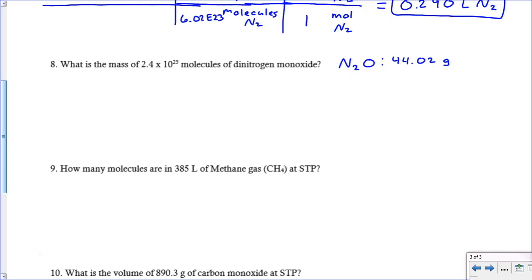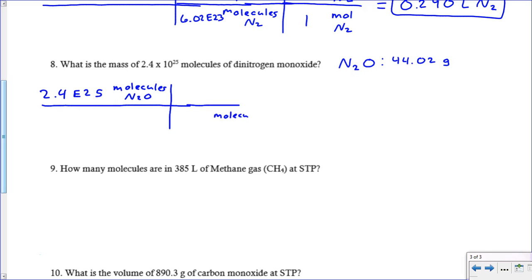So we start here with what's given, 2.4 times 10 to the 25th molecules of N2O, and we want to get from molecules to moles, first of all, so molecules N2O to moles N2O, and then we want to get from moles to mass, so we cancel out moles of N2O on the bottom and get to mass, grams of N2O on the top.